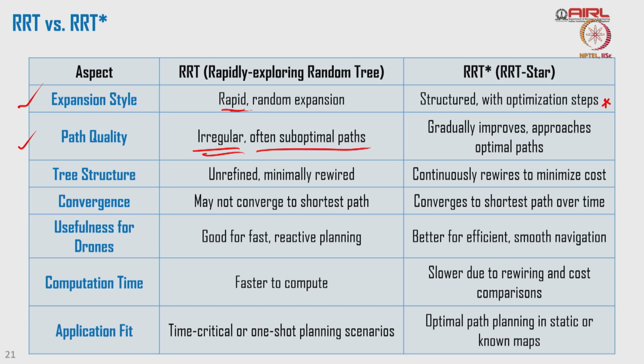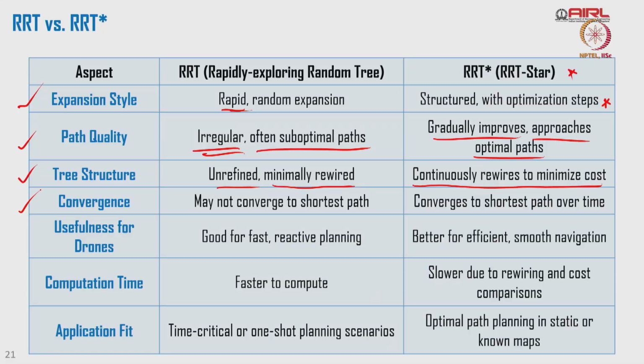However, in RRT star it gradually improves and approaches the optimal path as the number of samples increases. So, in that way you can say that RRT star will of course find better place in autonomous vehicle navigation, right. Tree structure: the tree structure here is unrefined for RRT and it is minimally rewired, whereas in RRT star, that is the main USP of RRT star, it continuously rewires to minimize the cost.